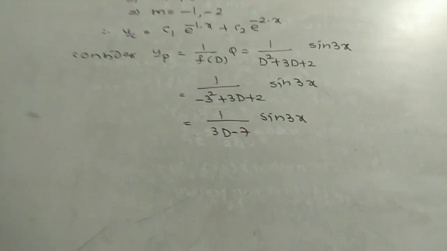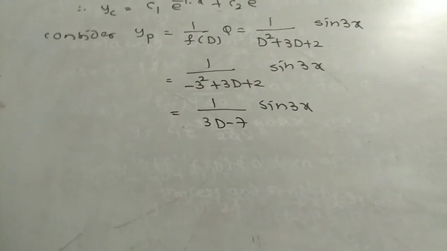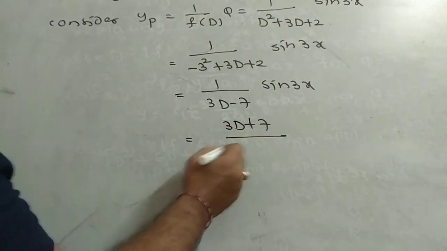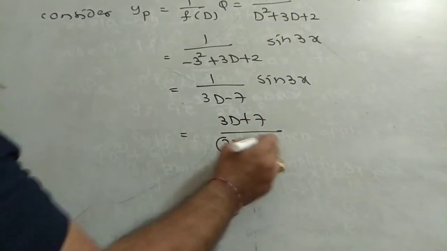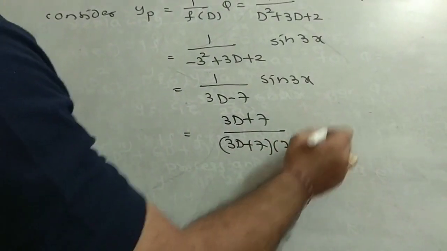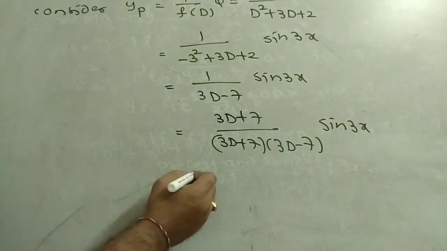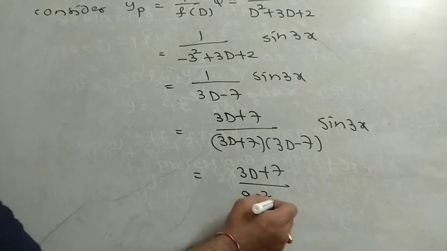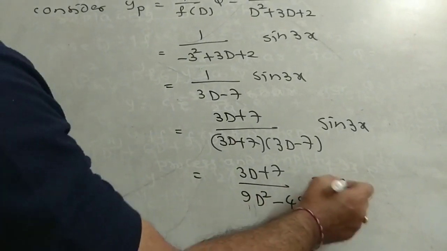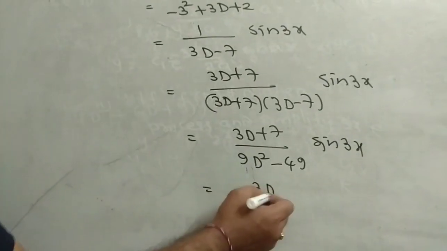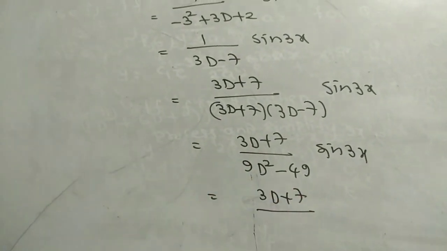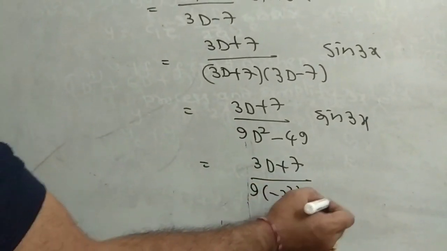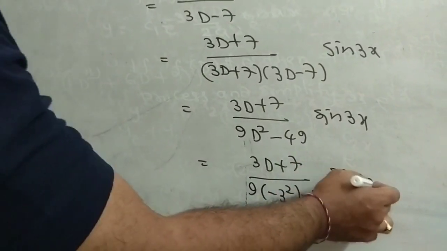So since the denominator is not equal to 0, you are applying the rationalization process. Rationalization means you multiply with 3D plus 7 and divide with 3D plus 7. So this is called the rationalization process. It is of sin 3x. So directly this is 3D plus 7 divided by, it becomes 9D square minus 49, of sin 3x. This is equal to 3D plus 7 divided by, again D square is replaced by minus a square, 9 into minus 3 square minus 49, of sin 3x.